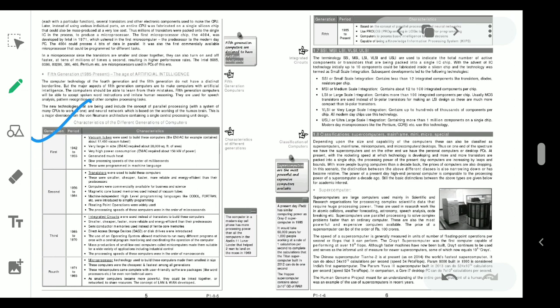Floating point calculation is widely used here. Floating point means numbers like 24.4, this kind of calculation. Processing speed is much faster than the first generation of computers. Examples are IBM 1401 and IBM 1602.